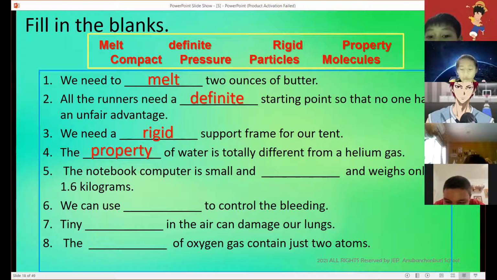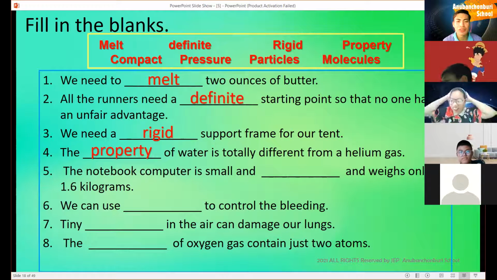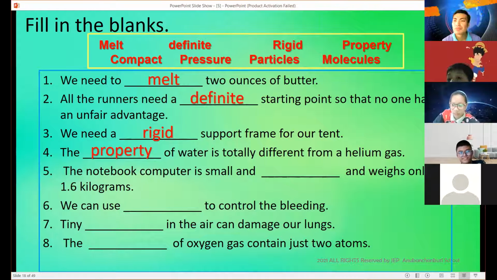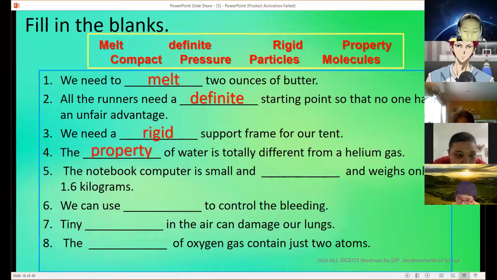And number 4 was unmasked. You can see the answer already. So I will just read. The property of water is totally different from a helium gas. Okay. What about number 5? Let's ask our very good friend Putisan to answer the next question.